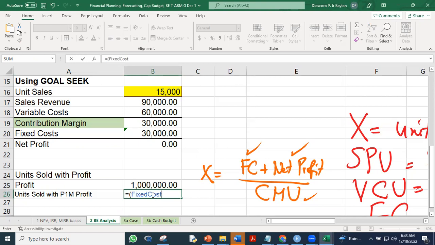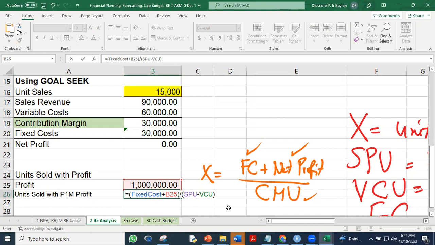Okay, so that's fixed cost. Then we add the profit. This is our profit. And then divided by your selling price per unit minus your variable cost per unit. Of course, we could have another cell with the name CMU, but you can just do that for yourself.